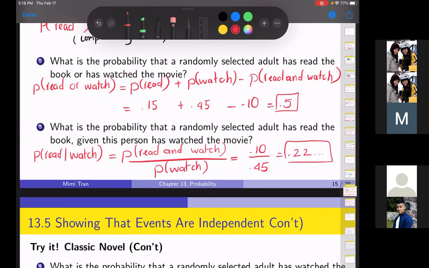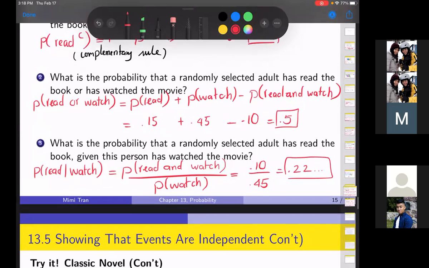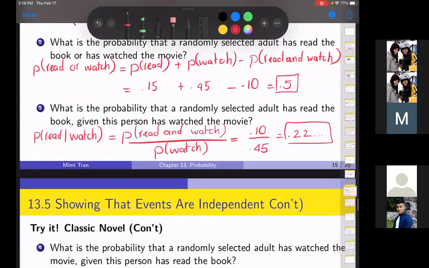Okay, so for number one, you know it's complement, right? For number two, you know it's additional. For number three, given. You see two clauses here. P of read given watch. Yeah, two clauses. Whatever you see given, then you know that is conditional. It's called prior probability in Bayesian analysis, but I'm not going to go into Bayesian because at this level you don't have to. If you want to go for statistics, they dedicate a whole course to Bayesian analysis, which is this conditional probability.